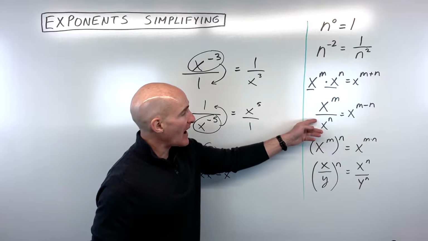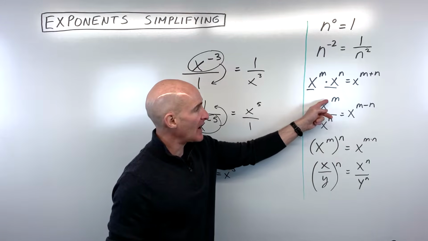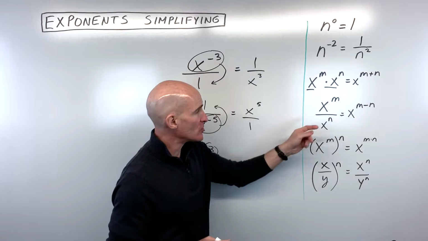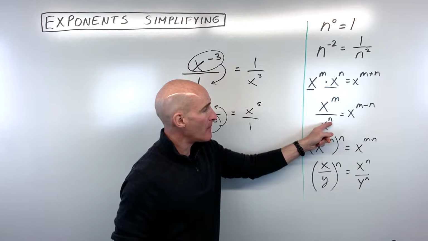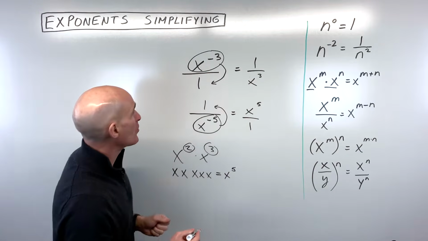Now, when you're dividing and the base is the same, see how these are both base x? When you divide, you subtract the exponents, and keep in mind the order is important. So you want to take the numerator's power minus the denominator's, so x to the m minus n. And I'll show you why that is.